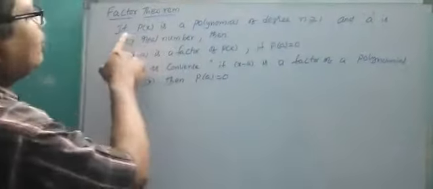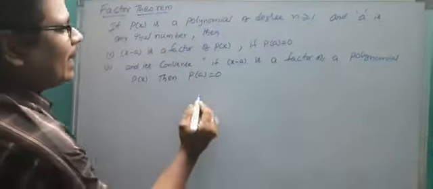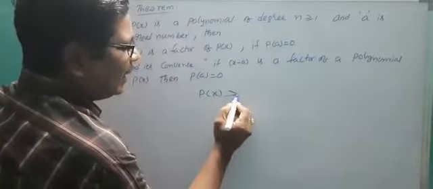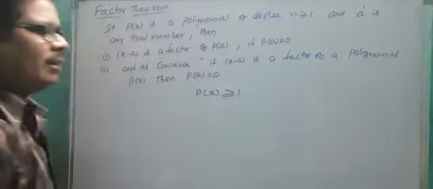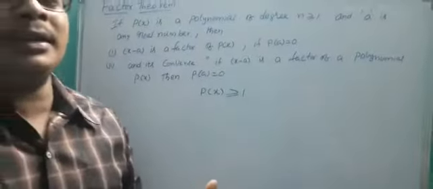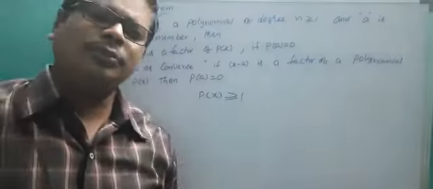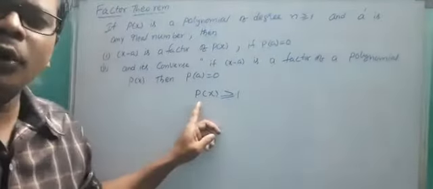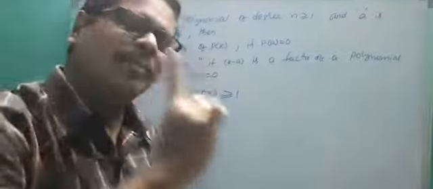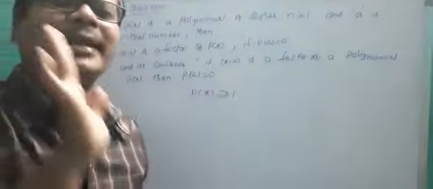First of all, we take p of x as a polynomial with degree greater than or equal to 1. Greater than or equal to 1 means if the degree is 1, that is a linear polynomial. If the degree is 2, that is a quadratic polynomial. If the degree is 3, that is a cubic polynomial. That means the polynomial should contain at least a single variable and its degree is 1. You don't consider any constant.